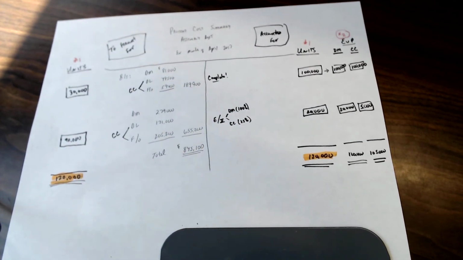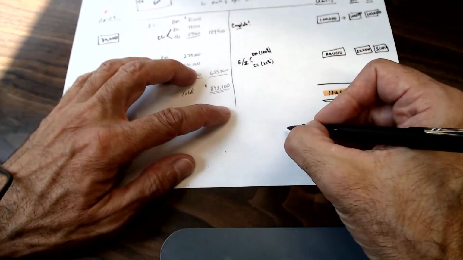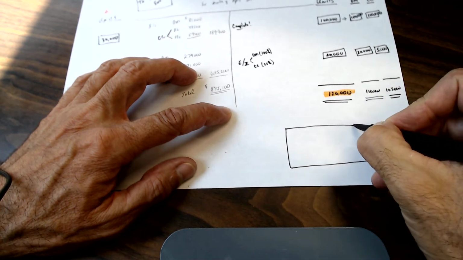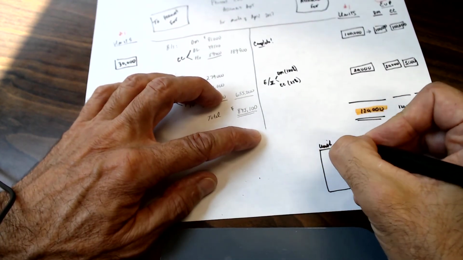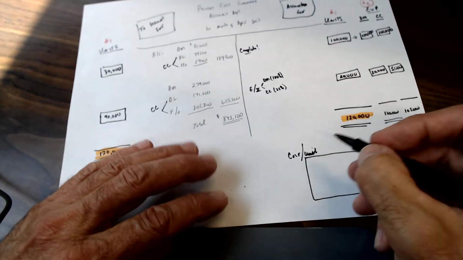Now the third step is I have to compute the unit cost. So I'm going to put down here cost per unit.